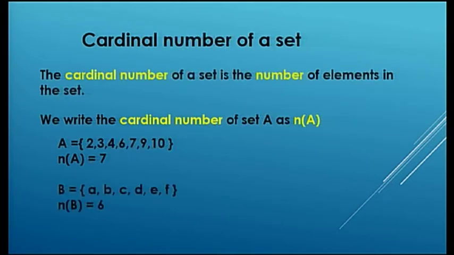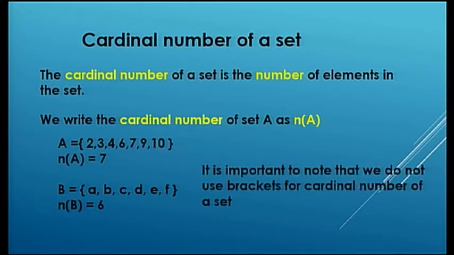For B, we have A, B, C, D, E, and F. Here we have 6 elements. So we write n(B) equal to 6. It is important to note that we do not use brackets for cardinal number of a set. As you can see, n(A) is equal to 7. 7 is not written between brackets. The number of elements in B also is not written between brackets. Remember, we do not use brackets while writing the number of elements in a set.